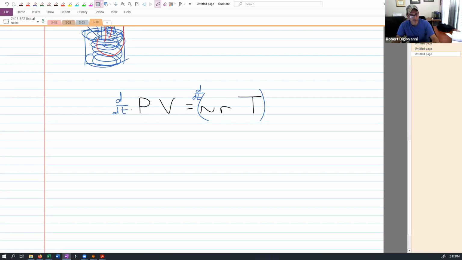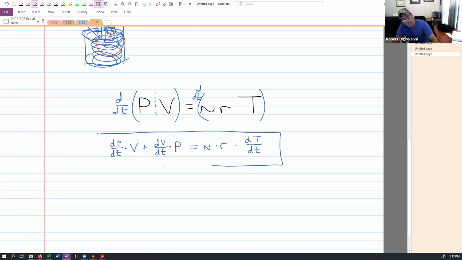So if I take the derivative on the left side, both P and V are variables, so I must use the product rule. So I do the derivative of P with respect to time times volume plus the derivative of volume with respect to time times P. That's my product rule on the left side. Equals, now on the right side, n and R are constant, so I just leave them there. And then I just take the derivative with respect to little t of capital T. So this will be dT over dt.